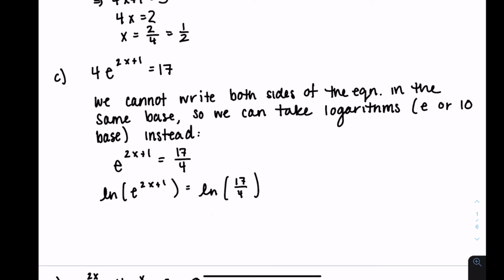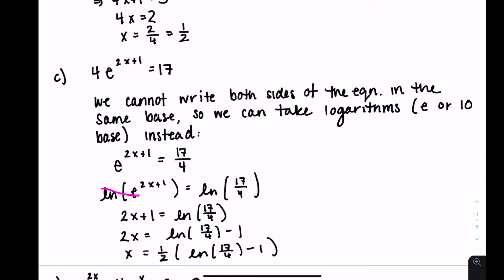And the nice thing is, when you take natural log of e to something, it cancels out, so you just get 2x plus 1. On the right-hand side, you get natural log of 17 over 4 still. So you want to solve for x, so we subtract 1 and then divide by 2. So this is our answer exactly. You can plug it in to get a decimal approximation, but just make sure you're paying attention to what the instructions tell you on your homework and on any test. Okay?